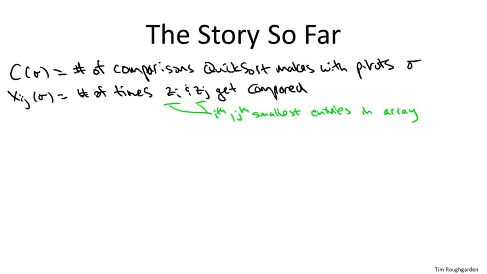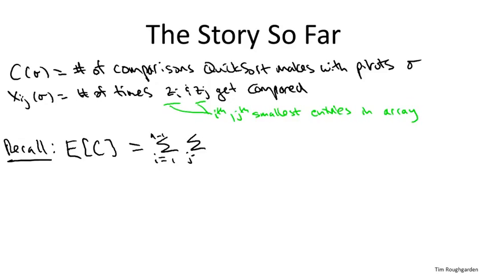Now, because every comparison involves some zi and some zj, we can express capital C as a sum over the Xij's. We did that in the last video. We applied linearity of expectation. We used the fact that the Xij are 0-1, that is, indicator random variables, to write the expectation of an Xij just as the probability that it's equal to 1, and that gave us the following expression.